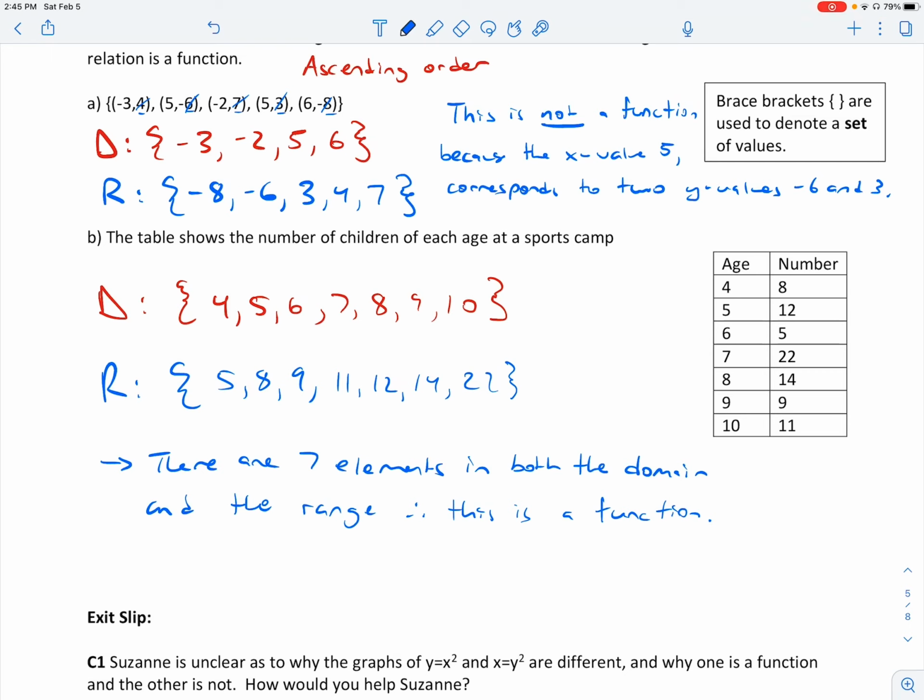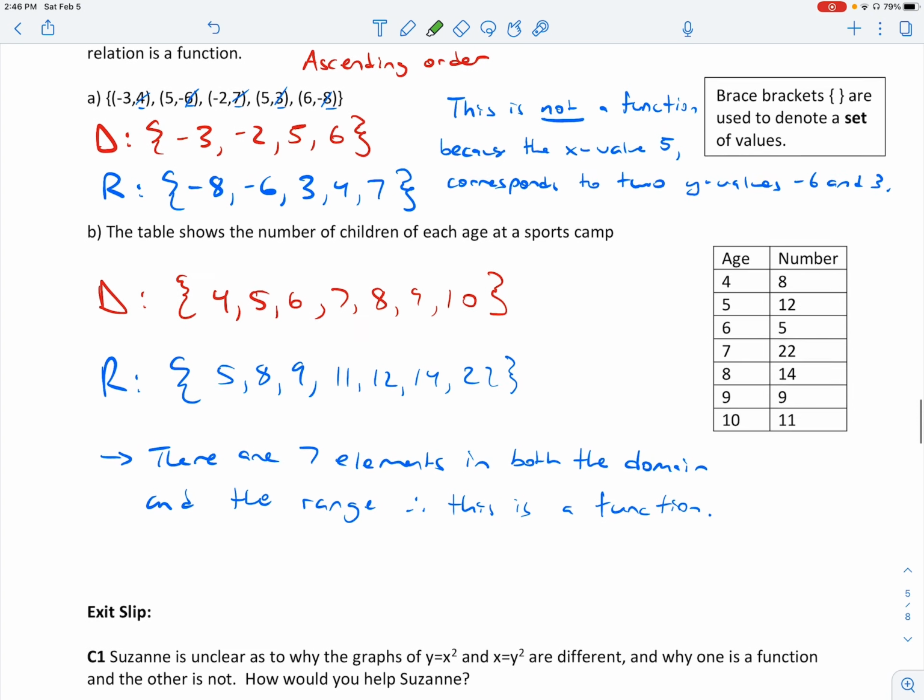Usually what happens when your relation is not a function, you're going to have a smaller amount of elements in the domain than you do in the range, because that just means that some of these would be pointing to more than one. We have the exact same amount in both, therefore this will be a function.